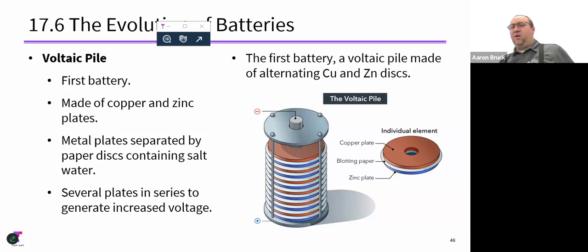The beginning here is something called a voltaic pile. Now, a voltaic pile basically was just a series of zinc and copper plates just stacked on top of each other with some paper discs in between. The paper discs served as the salt bridge, basically. And so you would just stack them on top of each other, and the more stacks that you made, the higher the voltage would end up going.